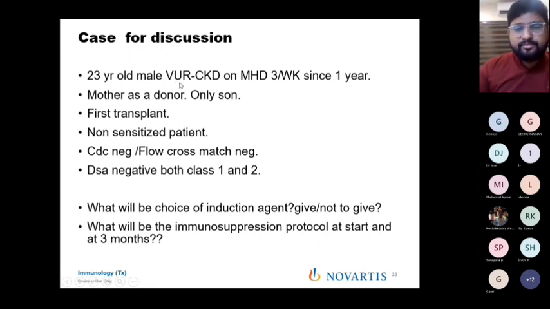patient who developed CKD at the age of 20 years, was on maintenance dialysis three times per week for 1 year. Mother as a donor, is the only son she has got. First, only child she has got. First transplant, non-sensitized patient. CDC and flow both negative, DSA negative both class 1 and 2. What will be the choice of induction agent, whether you'll give or not to give, and what will be the immunosuppression protocol at start, at 3 months and follow up?